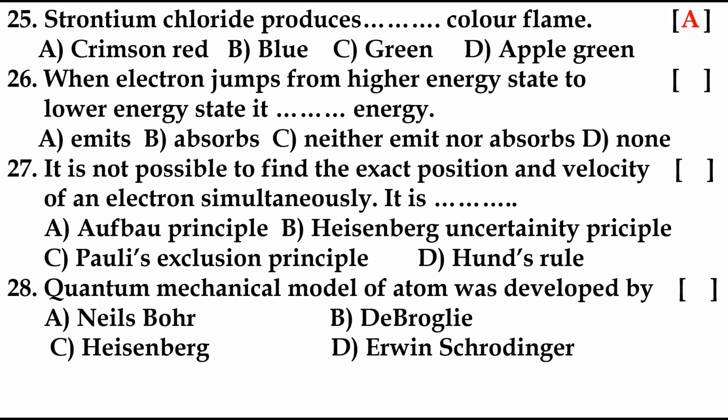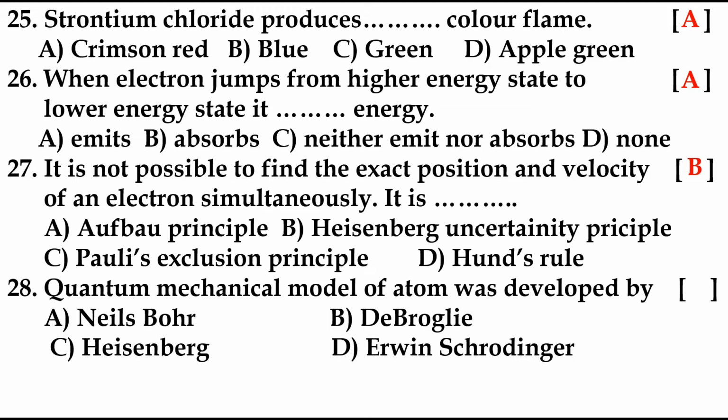26. When an electron jumps from higher energy state to lower energy state, it dash energy. A, emits. B, absorbs. C, neither emits nor absorbs. D, none. Answer is option A, emits. 27. It is not possible to find the exact position and velocity of an electron simultaneously. It is dash. A, Aufbau principle. B, Heisenberg uncertainty principle. C, Pauli's exclusion principle. D, Hund's rule. Answer is option B, Heisenberg uncertainty principle.